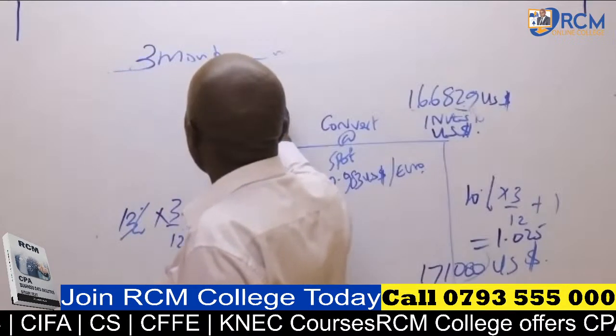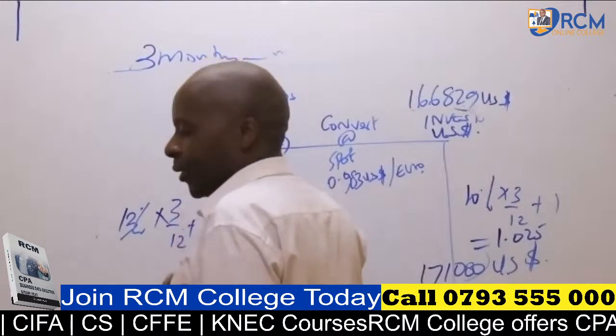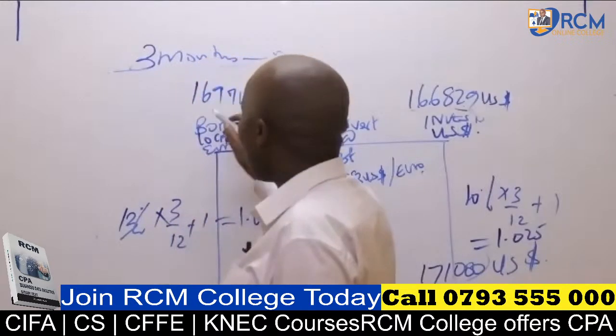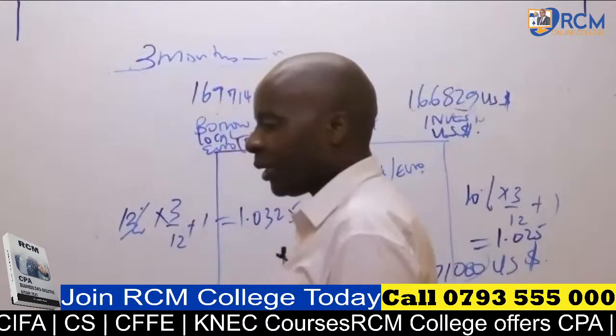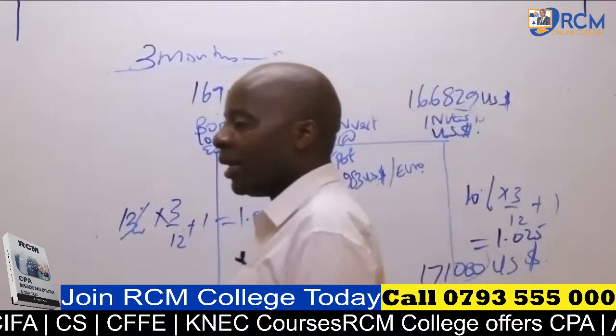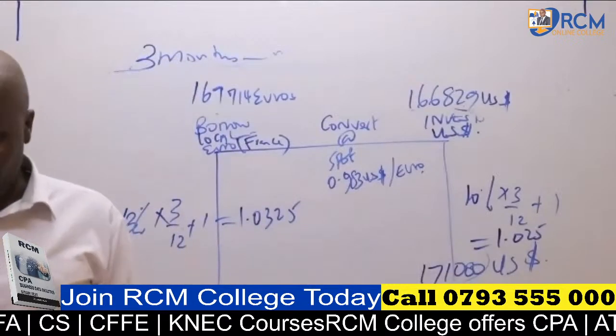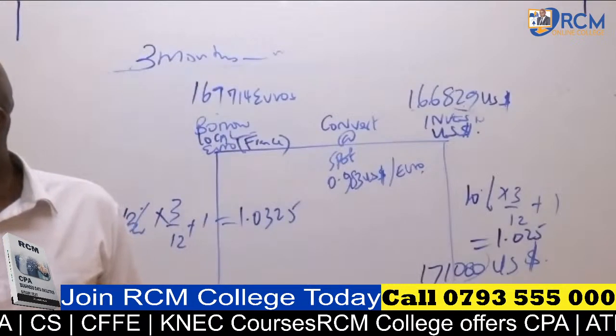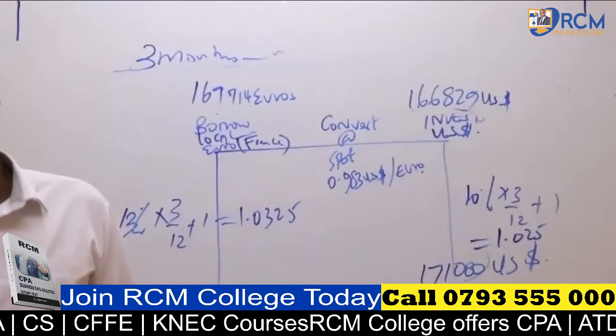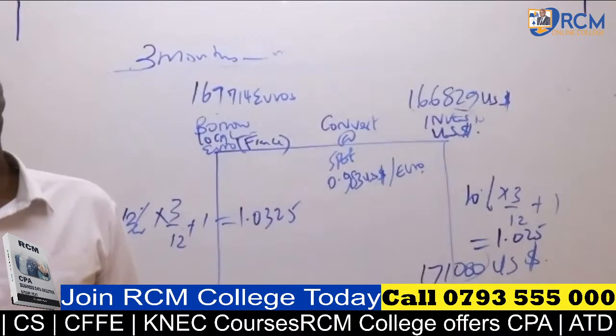169,714. And he knew it well, he wrote the name euros. So from here, we go down. Going down, ladies and gentlemen, you simply cram it. Going down, what do we normally do? We normally multiply.